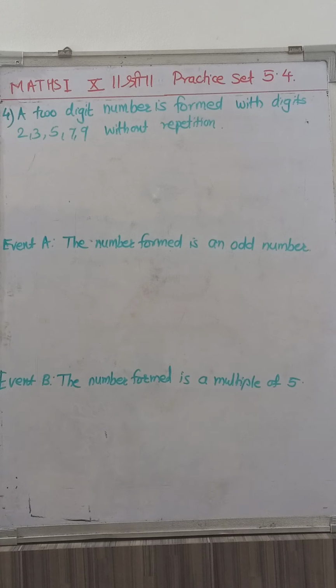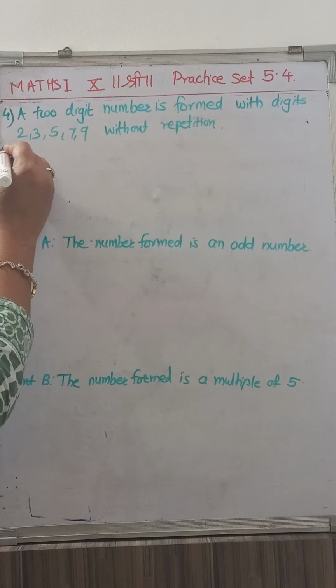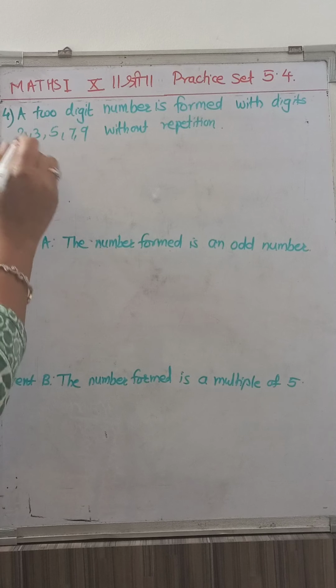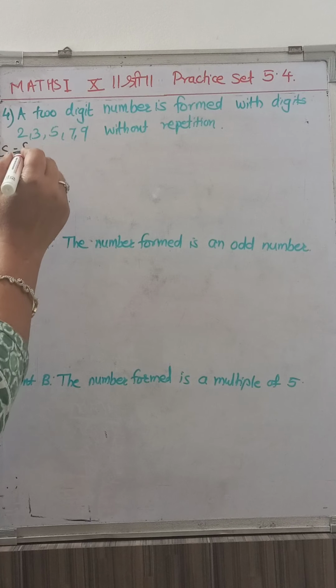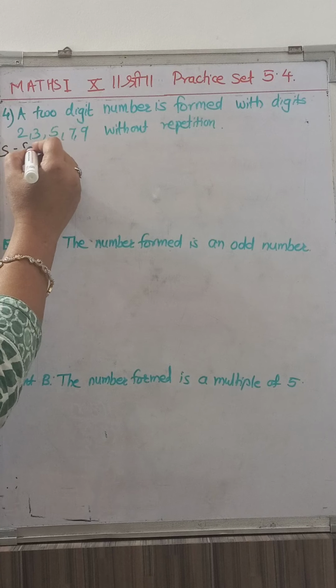Now question number 4. A 2-digit number is formed with digits 2, 3, 5, 7, 9 without repetition. What is the probability that the number formed is an odd number and it is a multiple of 5? So let S be the sample space. So we can write the sample space as, याच्यापासून आपण 2-digit number तयार करूया without repetition.